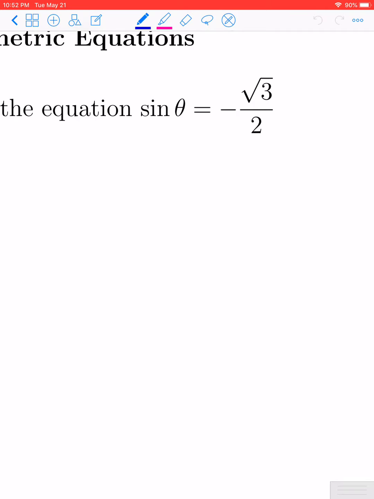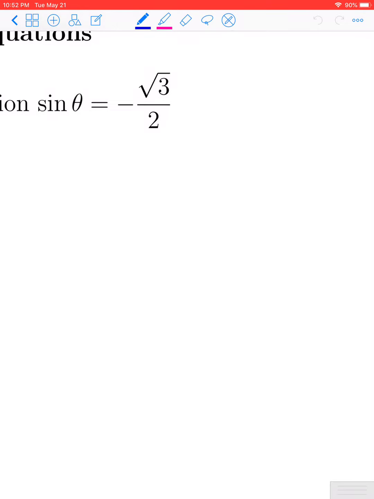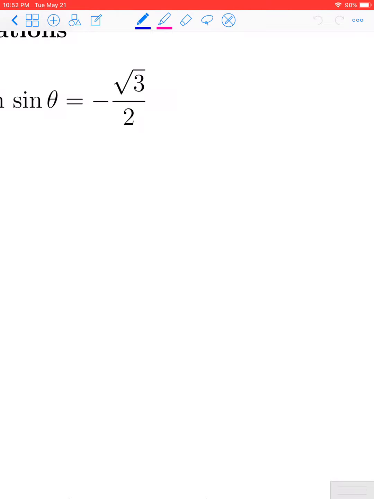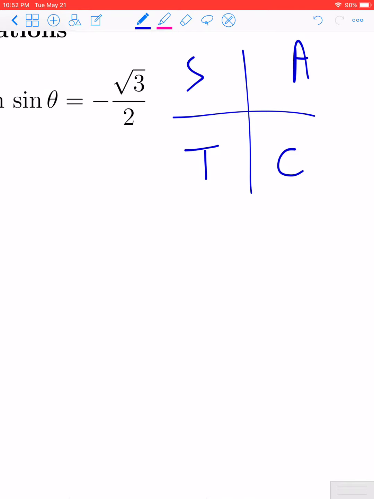We want to find all solutions, in other words, all values of the angle theta for which this equation is going to be true. In order to find those angles theta, it's again helpful to know what to look for. First of all, we have the sine of theta equal to a negative value. From our All Students Take Calculus, the only potential places where the sine of theta could be negative would be in quadrant 3 and quadrant 4, right? Because in quadrants 1 and 2, the sine is positive. So for the sine to be negative, we're talking about an angle theta that would either have to lie in quadrant 3 or quadrant 4.